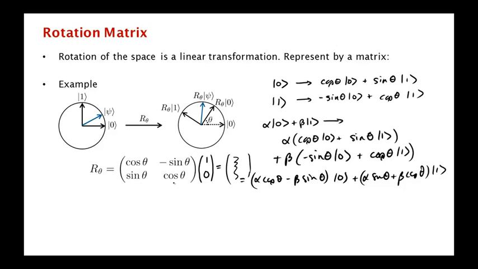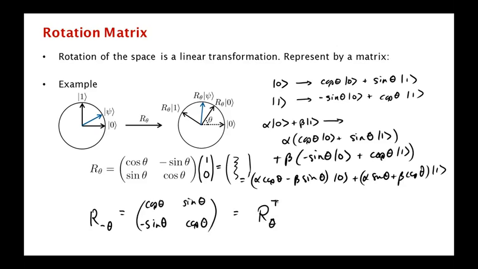Okay, corresponding to this matrix, you can also write down the rotation through minus theta. The rotation through minus theta, you can check, would look like this. It's cosine theta, sine theta, minus sine theta, cosine theta. Okay, so it's just R of theta transpose.